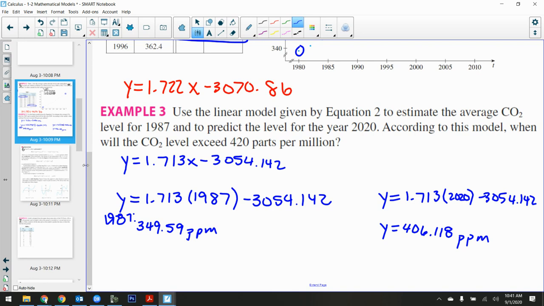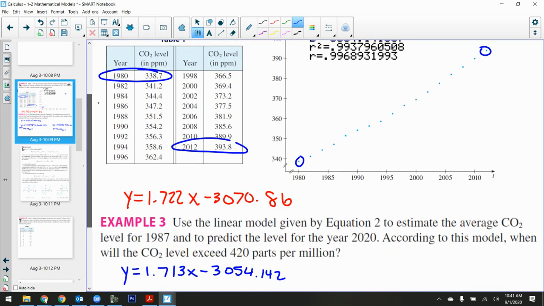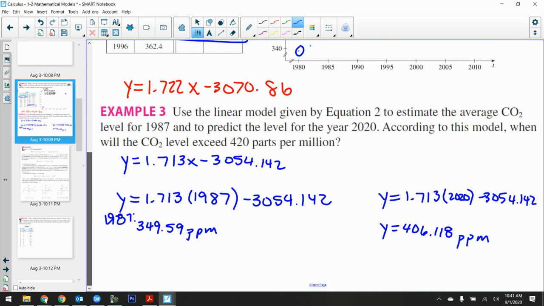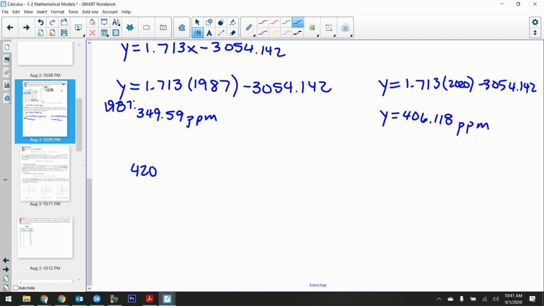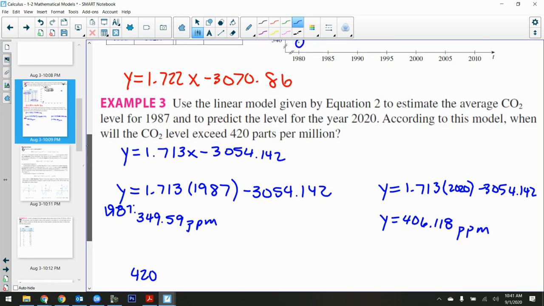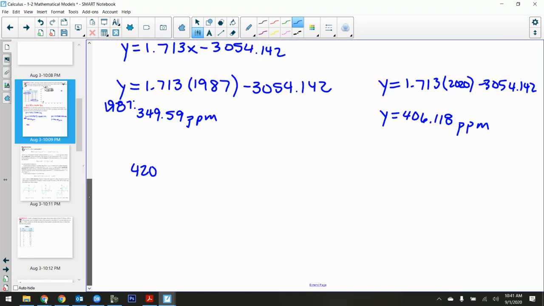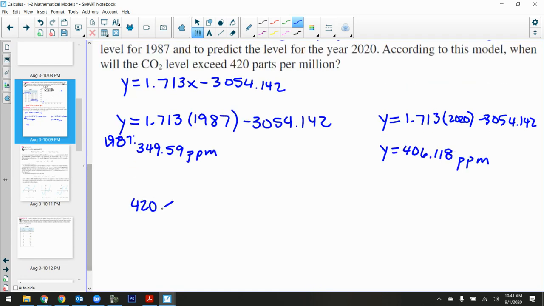The last thing I want to talk about is the 420. 420 parts per million, that's the y value, right? So all I'm going to do here is find 420. I want to know when it's going to exceed 420. I want to find the x value that's going to make it greater than 420. 1.713x minus 3054.142, okay?